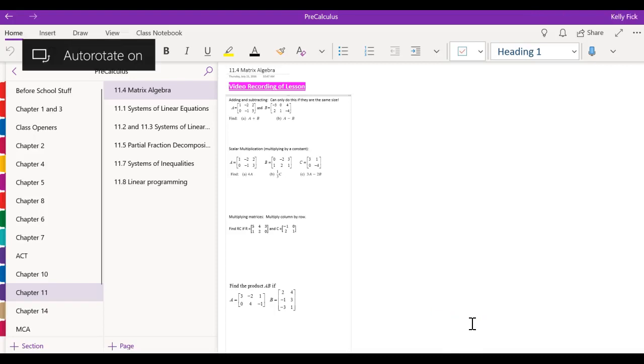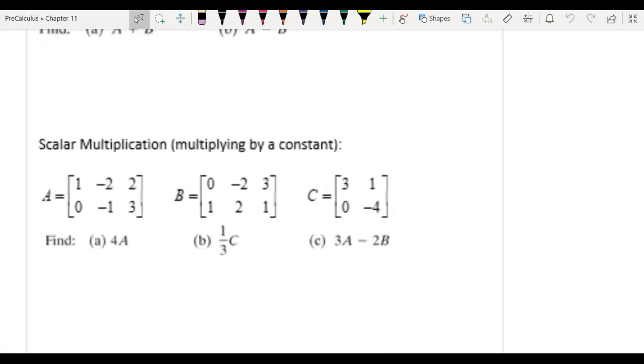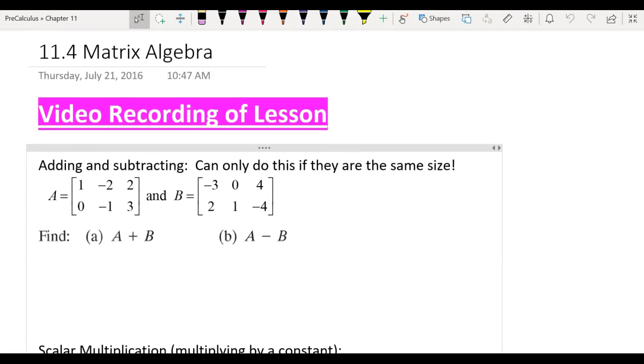So today is about matrix algebra. You guys saw this when you did the ACT practice. Okay, so it's adding and subtracting. You can only do this if they're the same size. So you can only do it if they're both 3 by 2 or 2 by 2. They have to be the same size to add or subtract them.